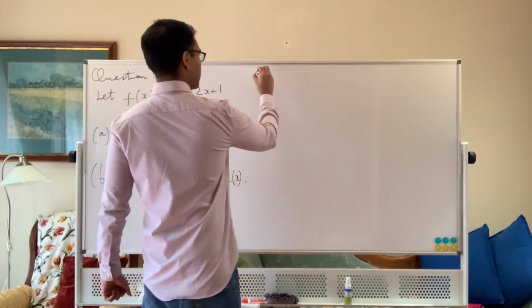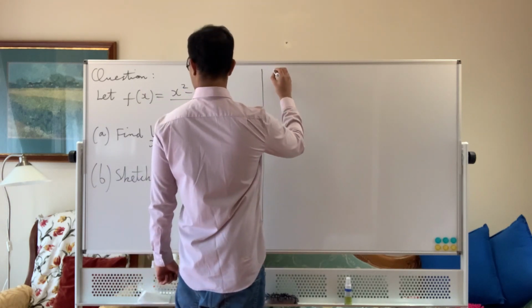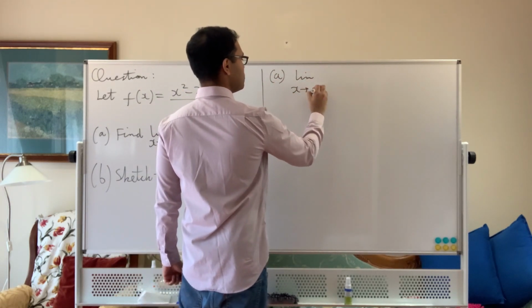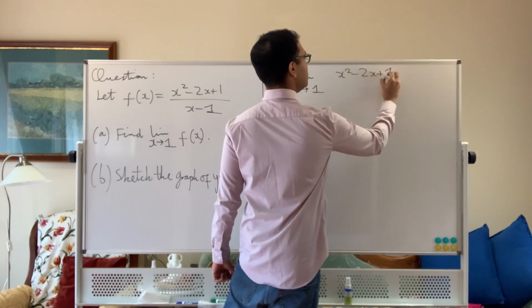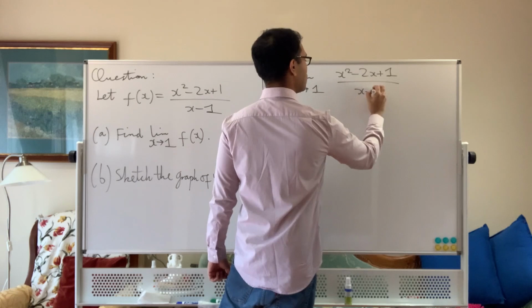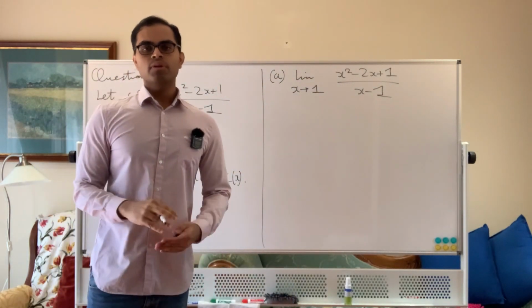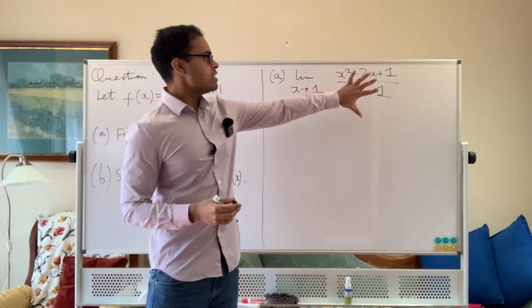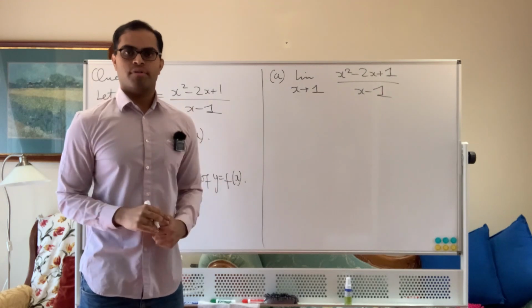So first of all, let's write out our function, which is already given to us. And we're asked, what is the limit as x goes to 1 of f of x? So we're trying to find the limit as x goes to 1 of x squared minus 2x plus 1 divided by x minus 1. Okay, so with limits, typically you want to figure out what this expression is approaching as x approaches 1. That's always what you want to figure out.